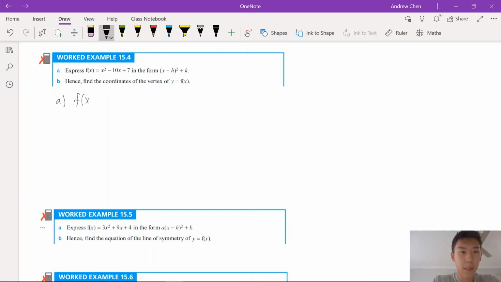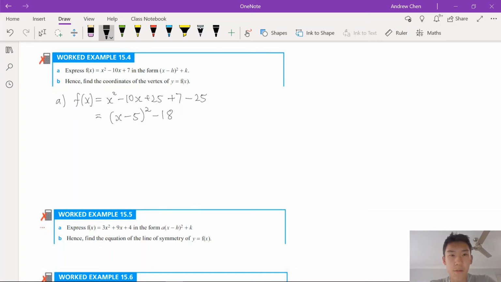So f of x equals x squared take 10x. Now if I want to complete the square, half of 10 is 5, square that is 25, plus 7. But since I added 25, I need to take away 25, otherwise my function has changed. So this is a way you can do it quickly. So we have (x take 5) squared. Now we can factorize the perfect square, and that's what, take 18. Done.